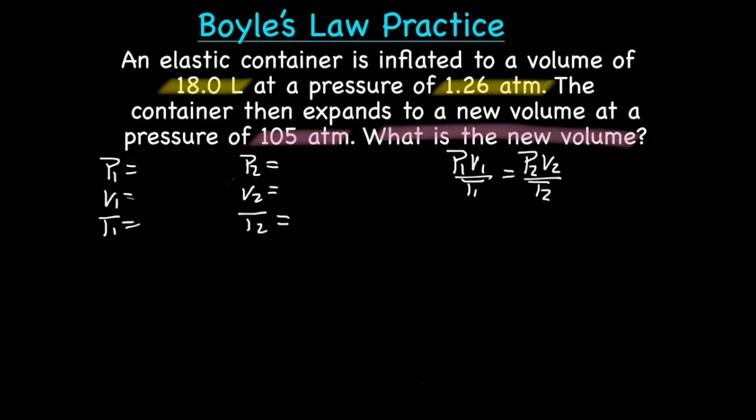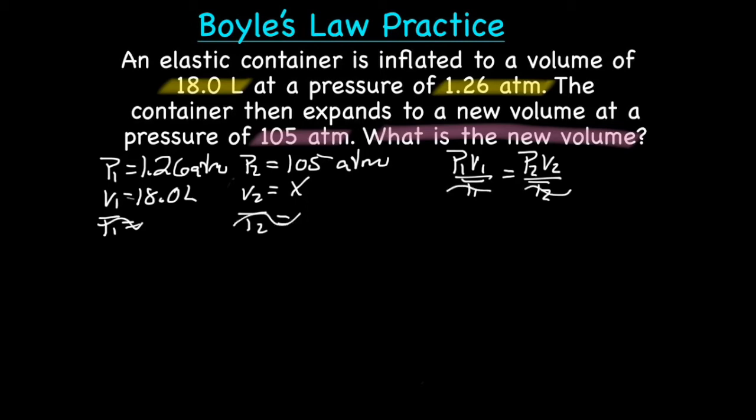So we're going to expand to a new volume, and that with a pressure of 105 atm, and what is our new volume? All right, so when we plug those in, we'll have volume will be 18 liters, and our pressure will be 1.26 atm for the 1s. For our 2s, we have 105 atm for a pressure, and X for our volume. We don't need to worry about the T's, because it's held constant.